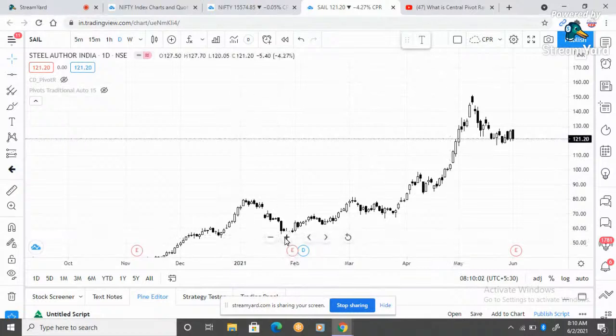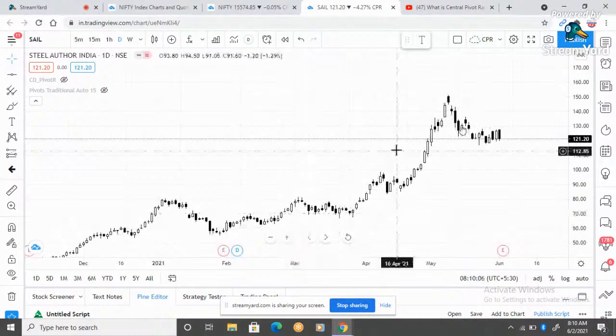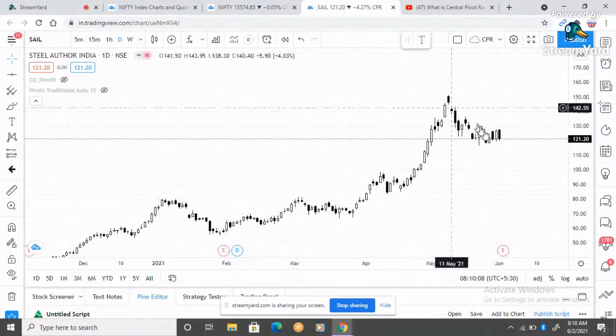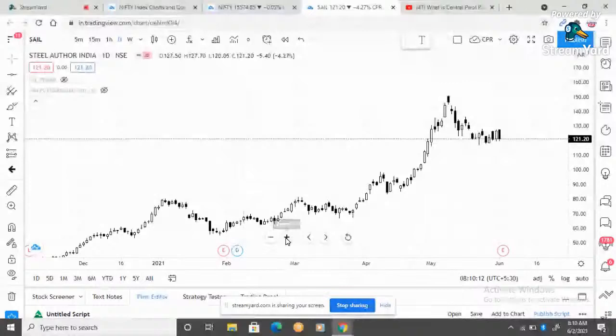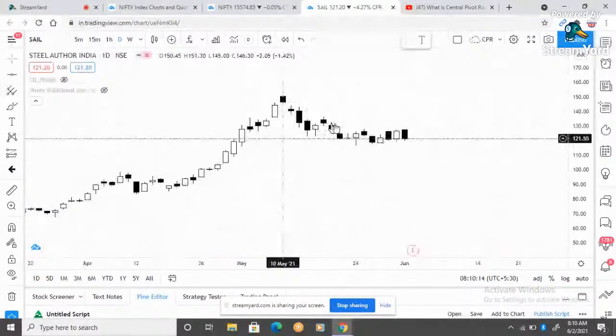Now this is the daily time frame. Initially it was an uptrend. Now you can see what is going on. It is looking like a retracement we are getting in this counter. So this counter is completely range bound, or you can say sideways.